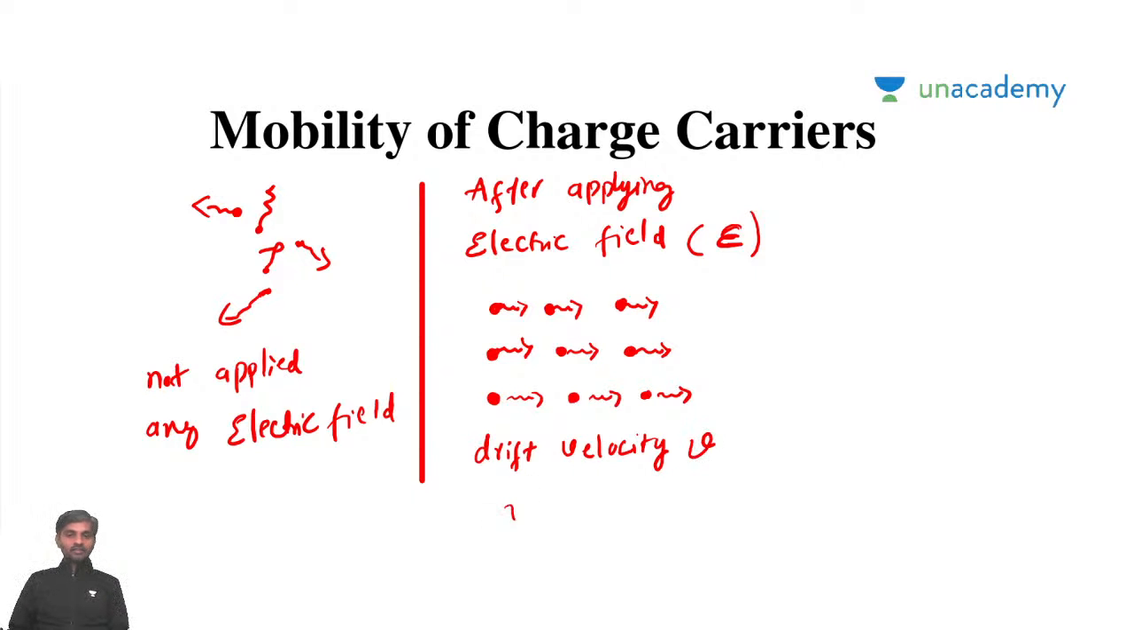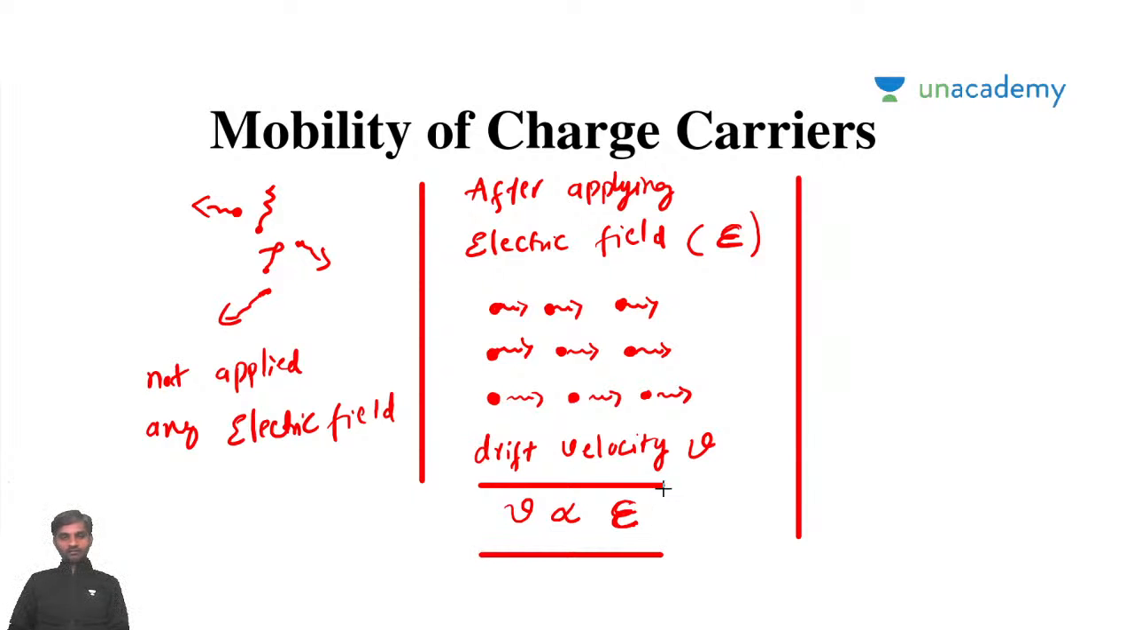Drift velocity v is directly proportional to the applied electric field. Remember this. The drift velocity is directly proportional to the applied electric field. And there should be some constant of proportionality, yes or no? That constant of proportionality is nothing but the mobility.